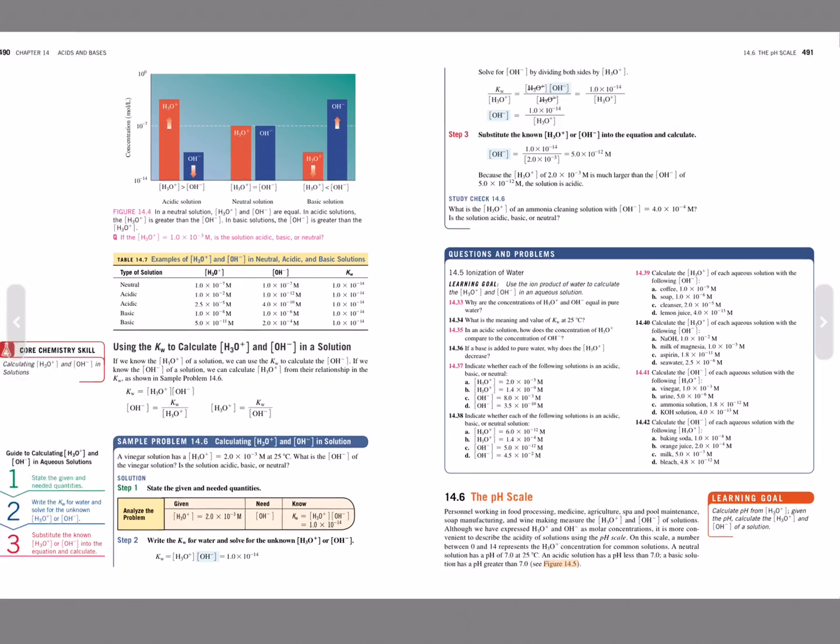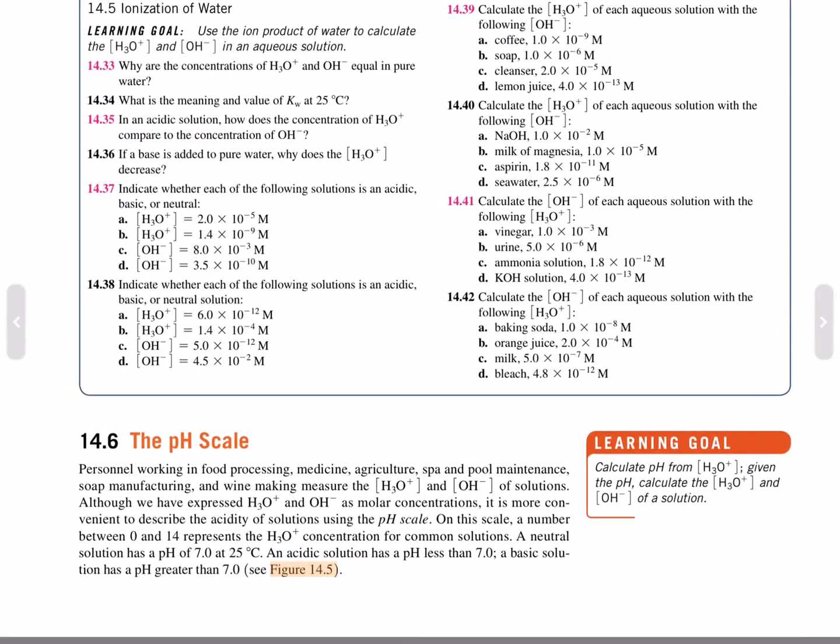Section 14.6, the pH scale. Personnel working in food processing, medicine, agriculture, spa and pool maintenance, soap manufacturing, and winemaking measure the concentration of acids and bases of solutions. Although we have expressed the hydronium and hydroxide as molar concentration, it's more convenient to describe the acidity of a solution using the pH scale.